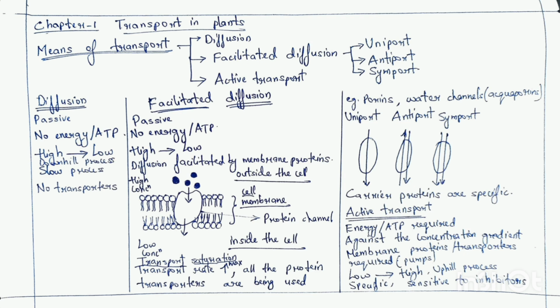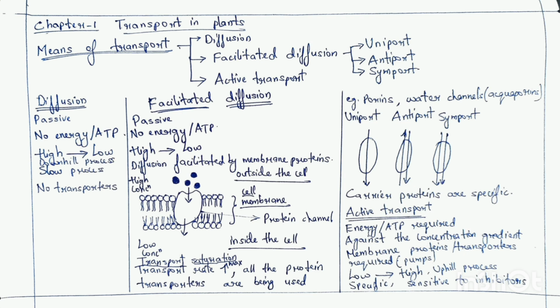The third means of transport is active transport. This transport requires energy or ATP, and this transport occurs against the concentration gradient. That is, if one region has a high concentration of molecules and the other region has a low concentration of molecules, the transport takes place from the low concentration region to the high concentration region, which makes it an uphill process.